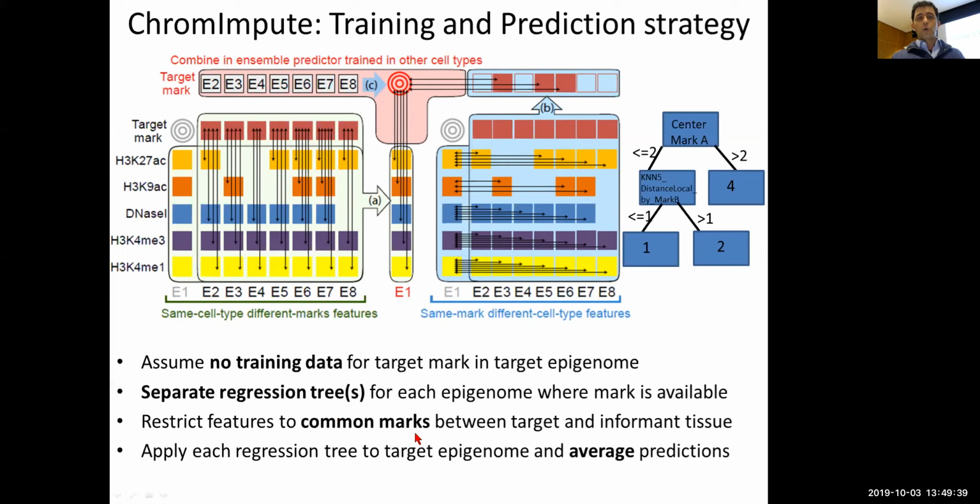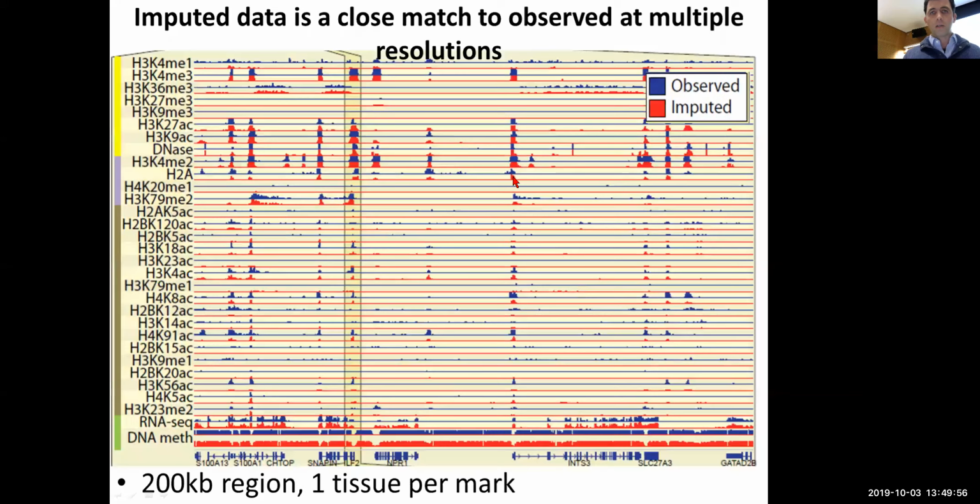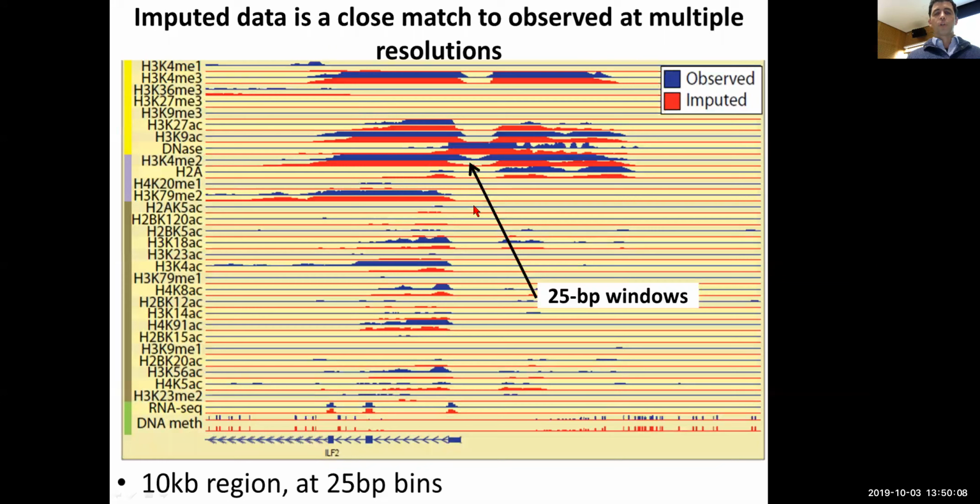Sounds good? So for this, we basically use the random forest approach. We use a combination of, it's actually a regression approach embedded within this random forest. And then what that resulted in is what you see here. And I'm going to zoom in on the same region. So you can see here the observed marks in blue and the imputed tracks in red. So I hope you can notice that at extremely high resolution, these are individual 25 base pair windows, we can capture the extremely high resolution positioning of each of these marks.